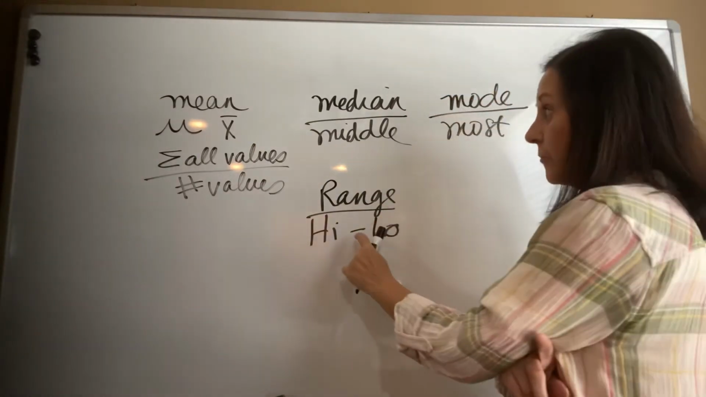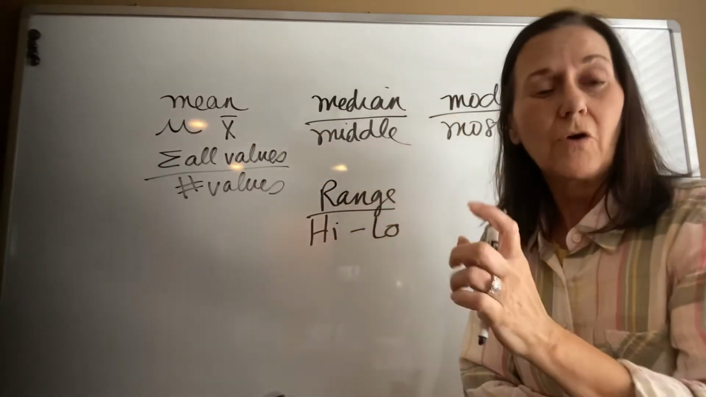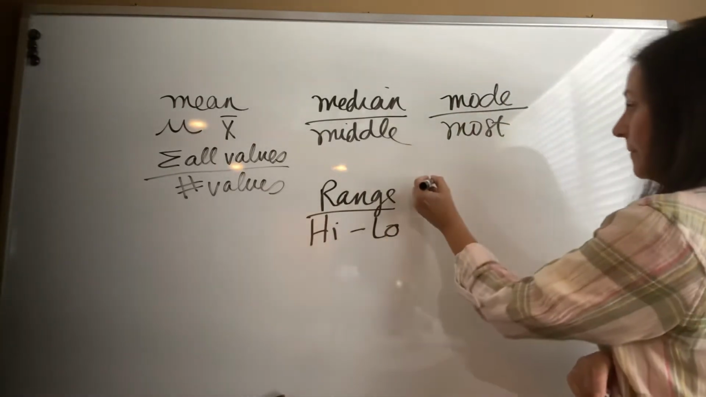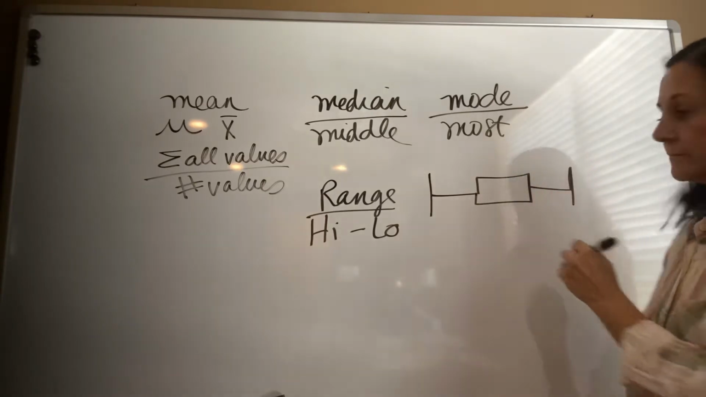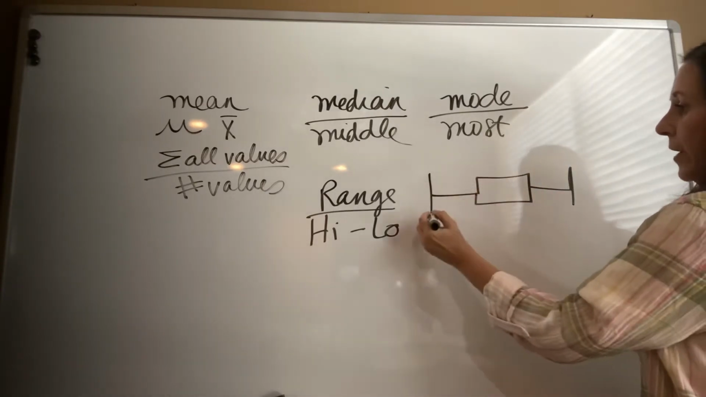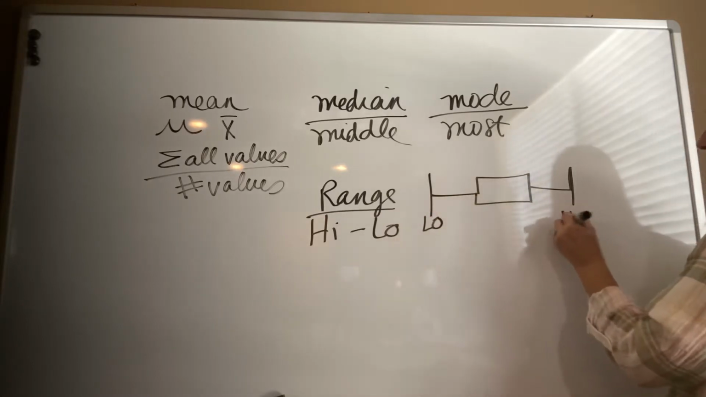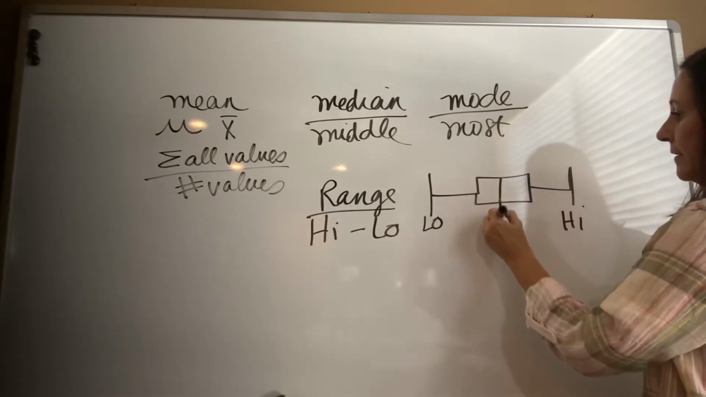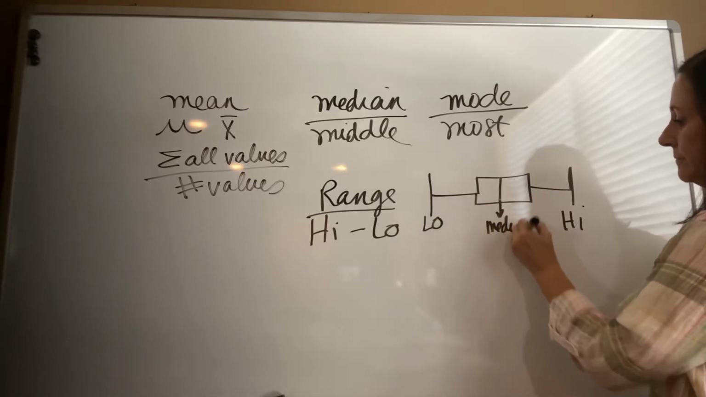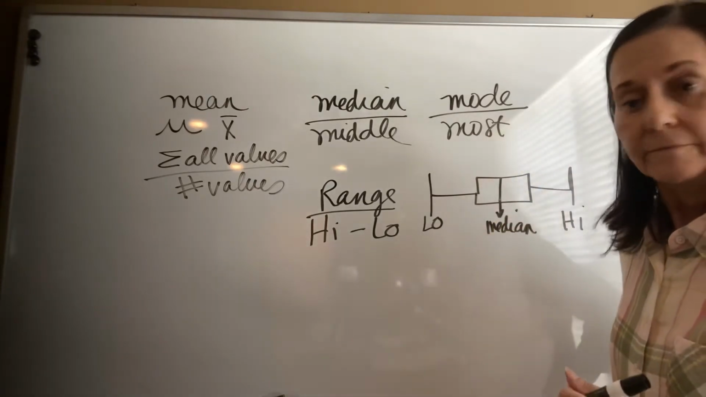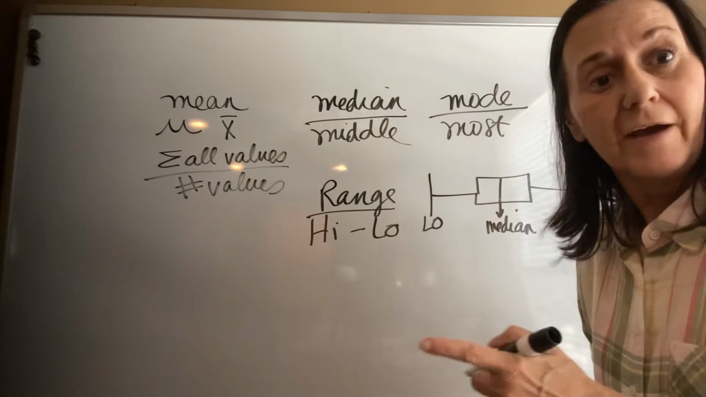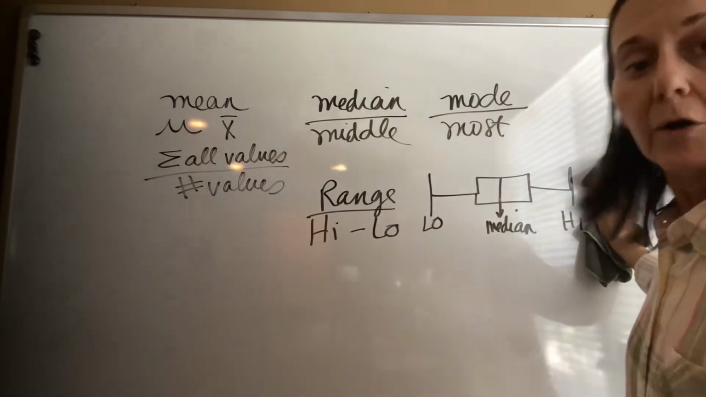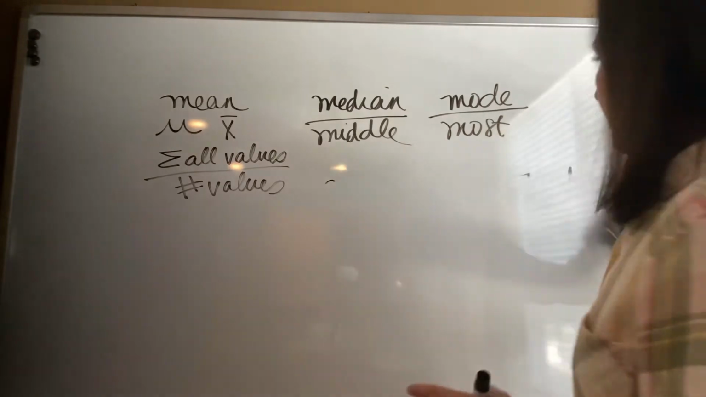So we use the range and the median to graph a box and whiskers plot. Remember that? You had a box and whiskers plot where this was your low number, this was your high number, the middle is your median. All right, we're going to do all that next year in pre-calculus, all right? So you have these 3 values, mean, median, mode, and then you have range, okay? The mean, median, mode are really measures of central tendency.